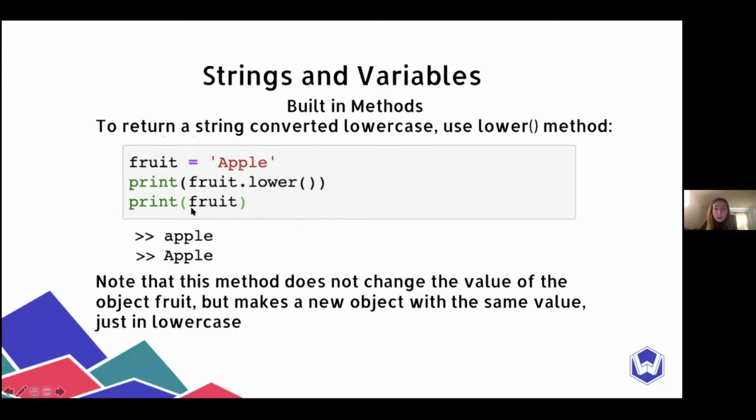There are some functions that do this. I'm just specifying that this particular method does not. And we'll see that fruit remains the same with the capital A here because the lower method returns a new object.